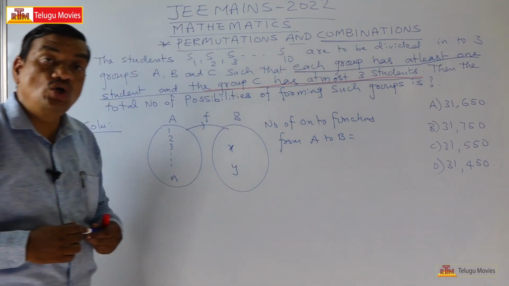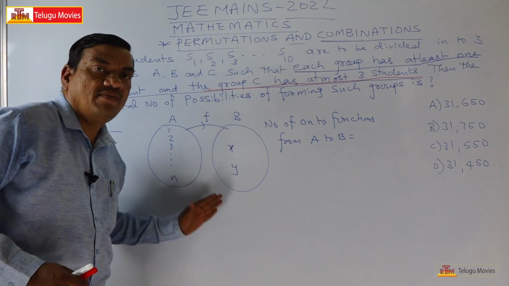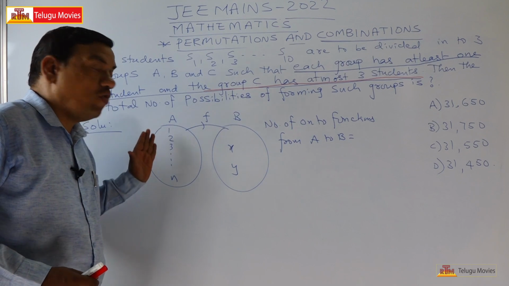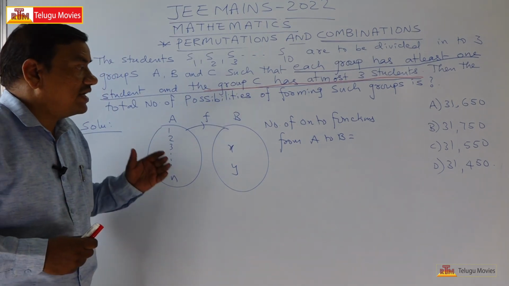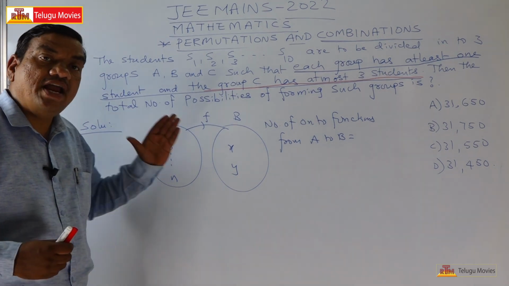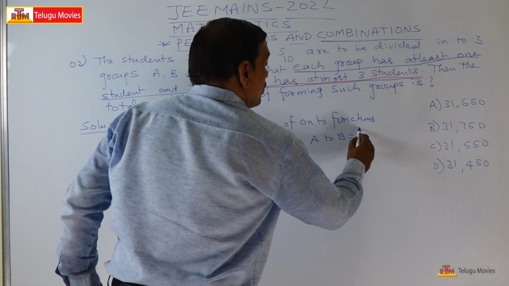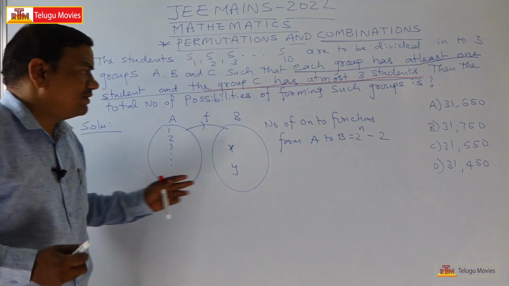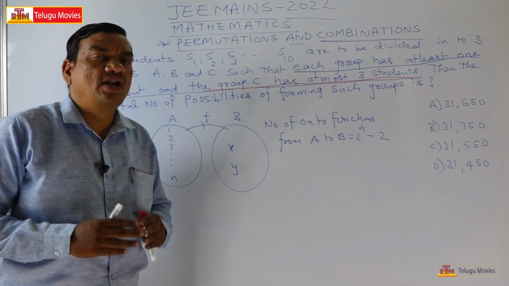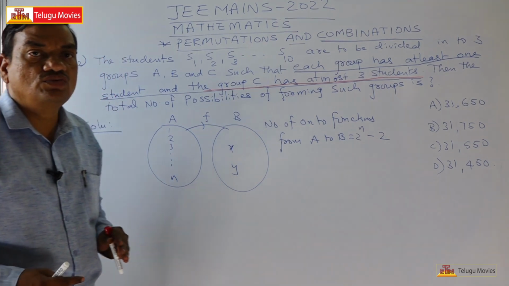You know that onto function means that every element of B is the image of at least 1 element of A. So the number of onto functions from A to B is, the formula is, 2 to the power of n minus 2. That means 2 to the power of n is the total number of functions. From this there will be 2 functions which are not onto.